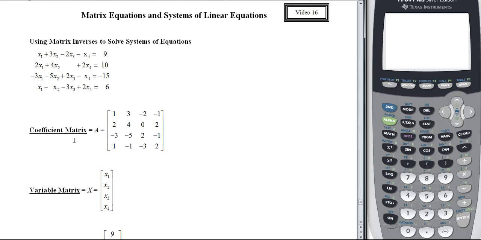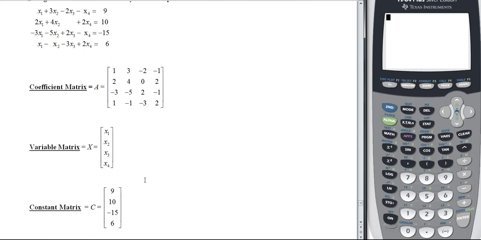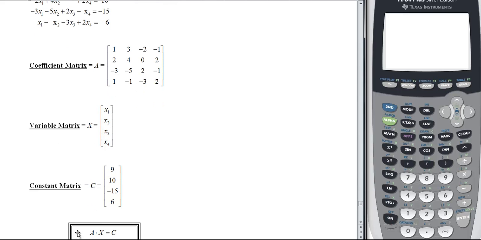First thing is the coefficient matrix. Remember, those are the numbers that go with your variables. Also notice it's a square matrix. Your variable matrix, that's your variables that are being used, x sub 1, x sub 2, x sub 3, and x sub 4. It is a column matrix. And then your constant matrix, which also happens to be a column matrix, because first thing we're going to look at is A times X equals C.